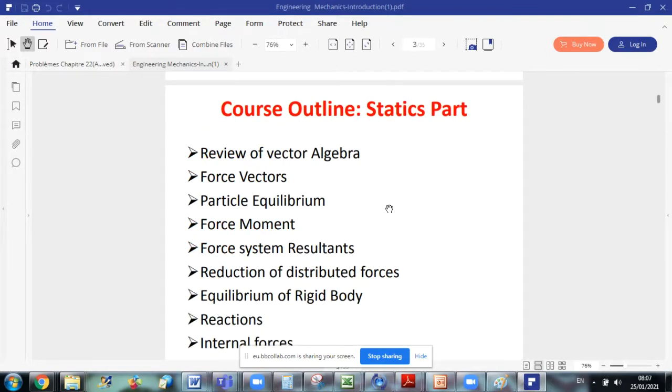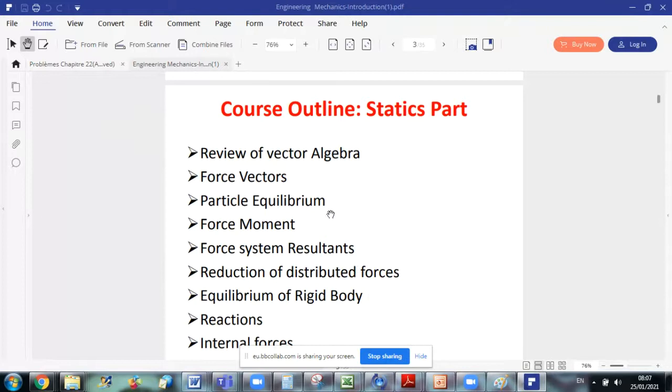So as we said, the course is divided into two parts, statics and dynamics. In statics, we will go first over a review of vector algebra. Then we will consider force vectors, particle equilibrium, force moment, and force system resultants. In addition, we will learn how to reduce a distributed force into one force. And you will deal with equilibrium of a rigid body.